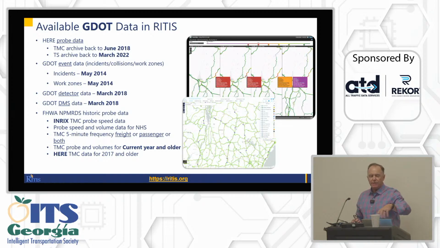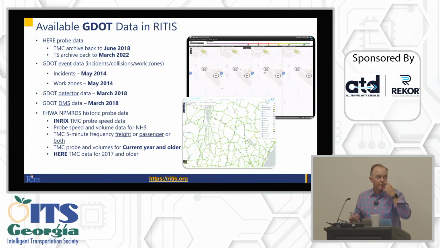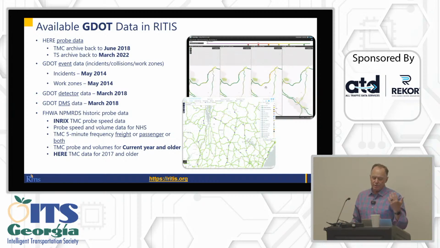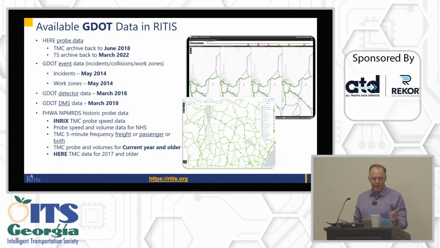Oh, and I didn't mention, if you want to do comparative analysis for congestion or speed measures, you've got data that goes back for TMCs back to 2018 and for TS data back to 2022. We have GDOT detector data back to March of 2018. There's a whole other set of detector tools that you can use to query the speed and volume detector data. We're not going to touch that. DMS data, that's back to March of 2018. DMS data gets integrated with some of the PDA report analysis.